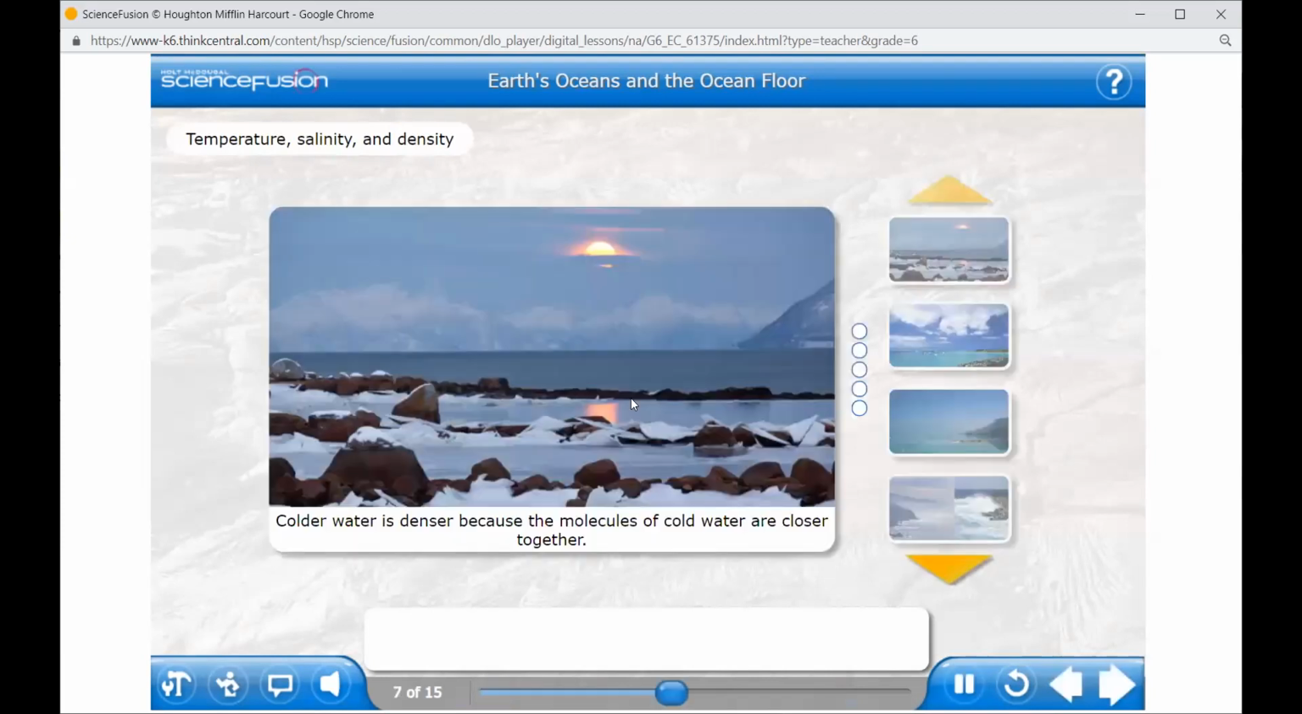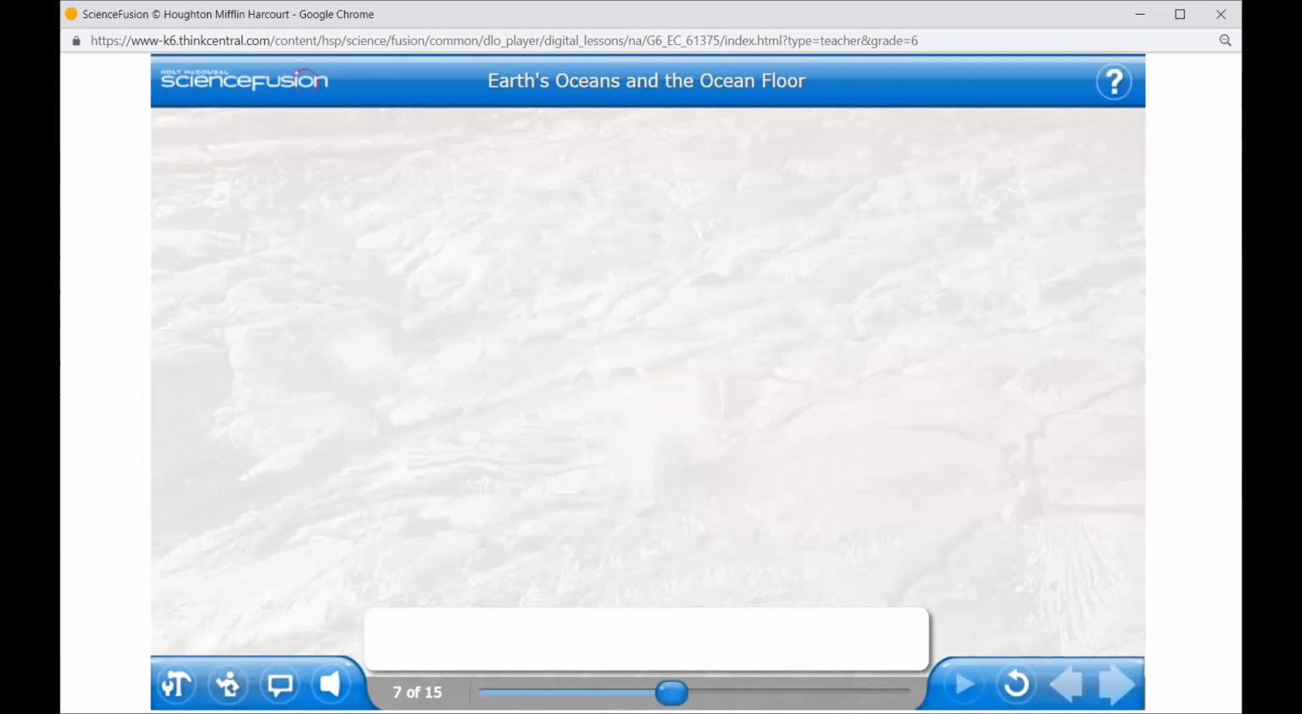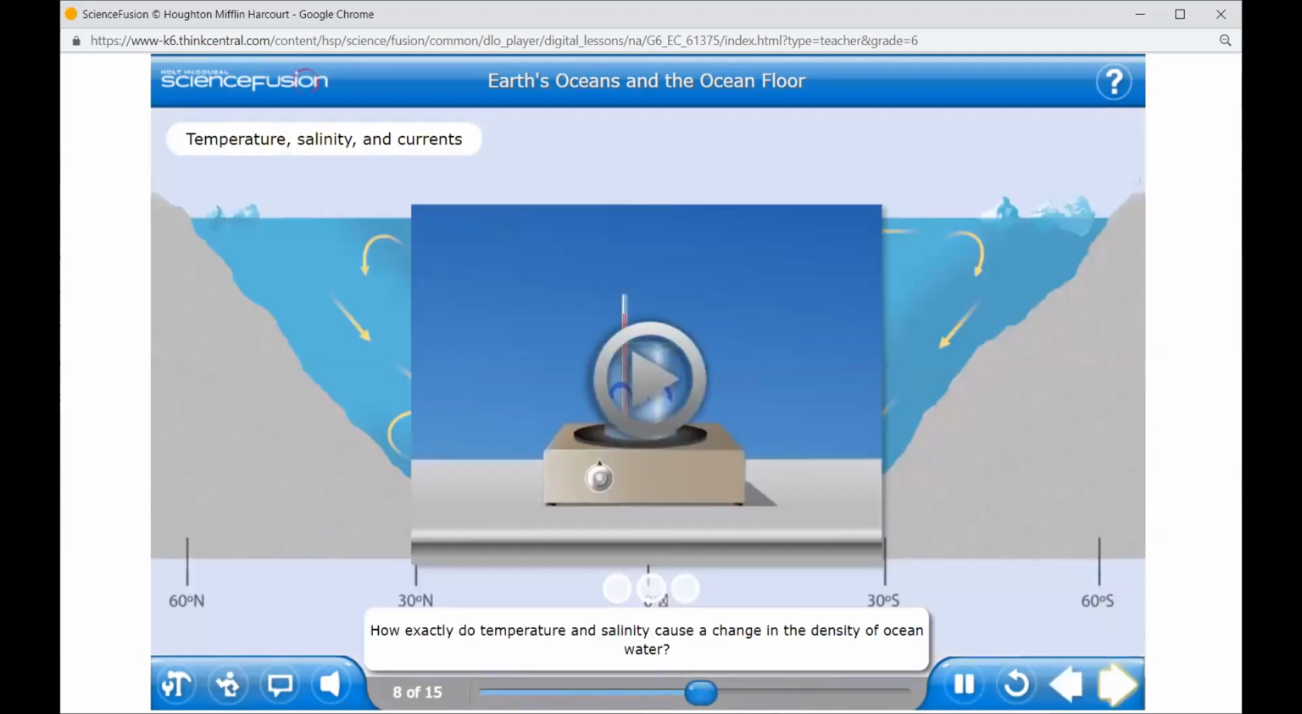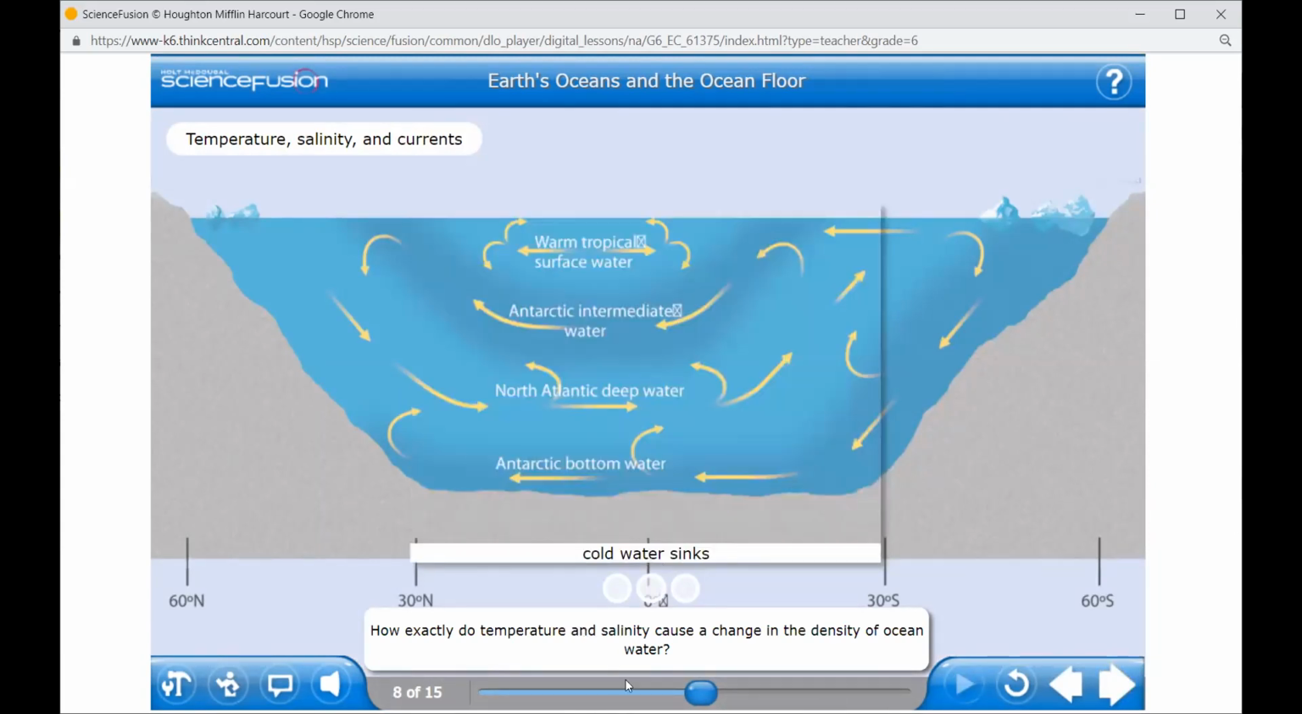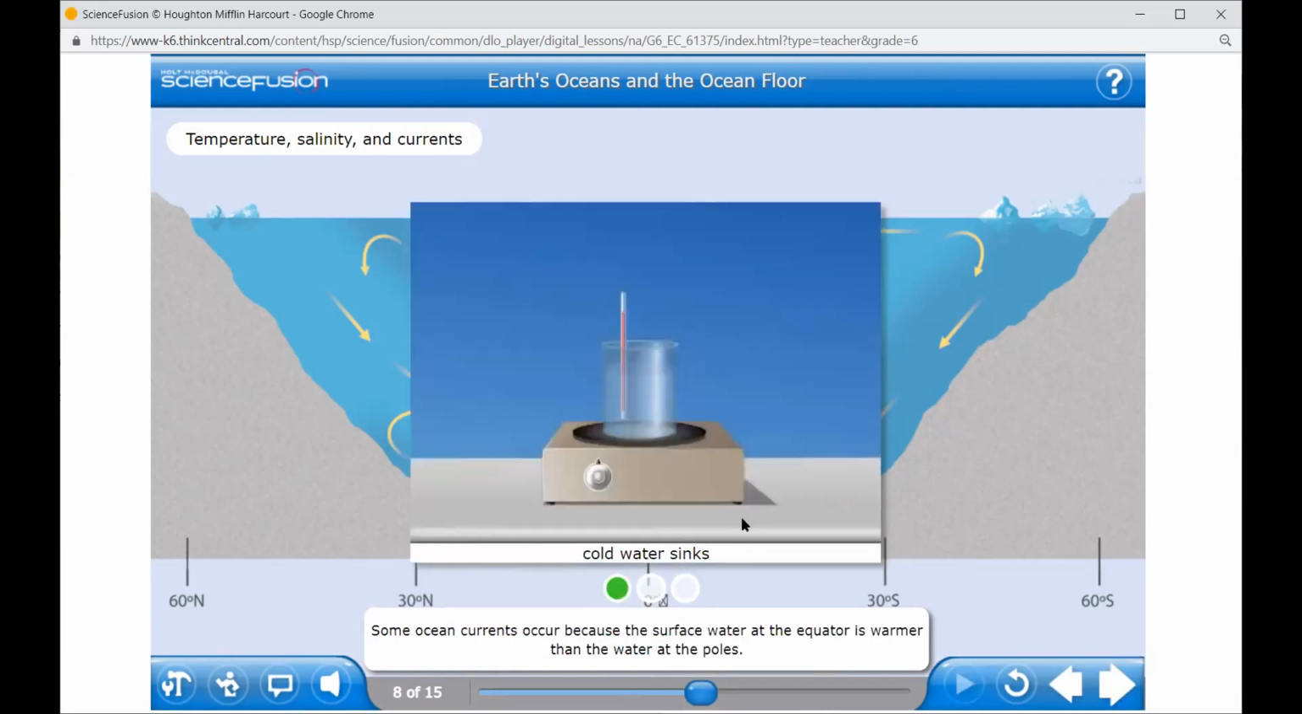Earth's ocean is one of the most dynamic places on our planet. How exactly do temperature and salinity cause a change in the density of ocean water? Some ocean currents occur because the surface water at the equator is warmer than the water at the poles. As the water moves near the poles, it becomes colder and more saline, so it is denser. As it becomes more dense, it sinks below less dense water.